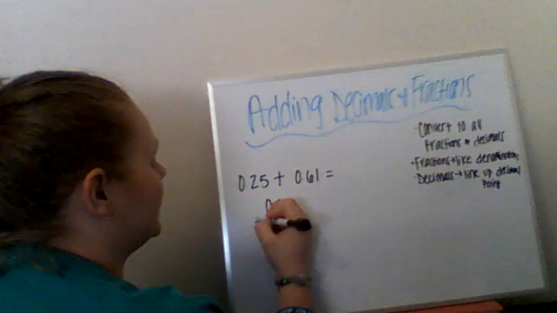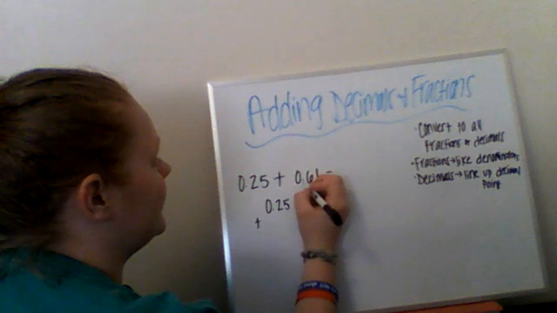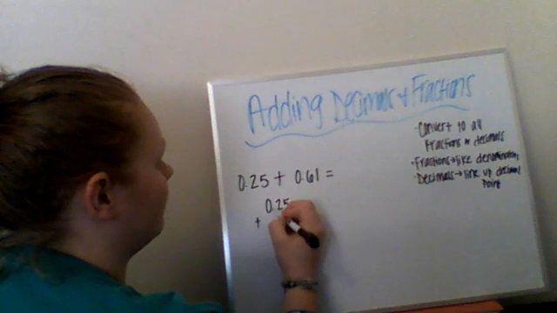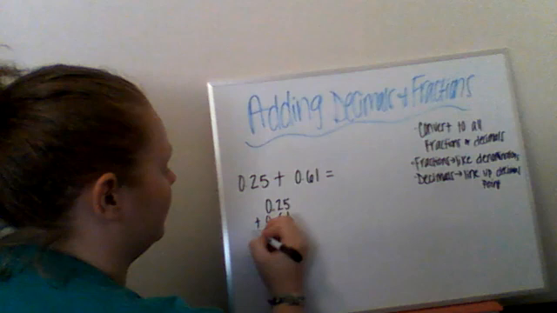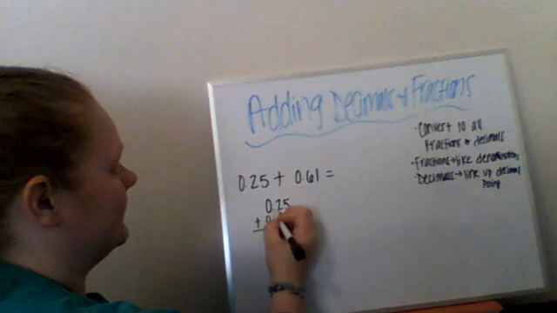The way you add decimals is to line up the decimal point. So based on 61/100, the decimal point is going to go right underneath the 25/100. I'm just going to put 61. So I have 25/100 and 61/100. All I did was line up my decimal point. Now I can add normally. 5 plus 1 is 6.